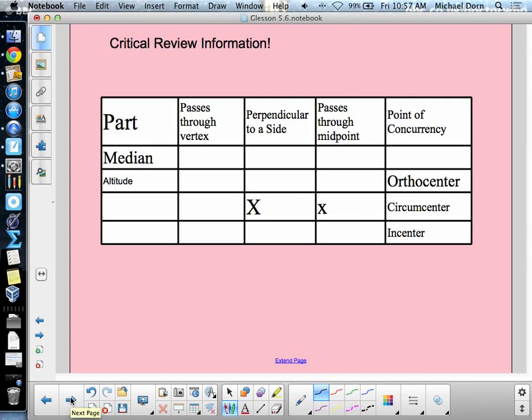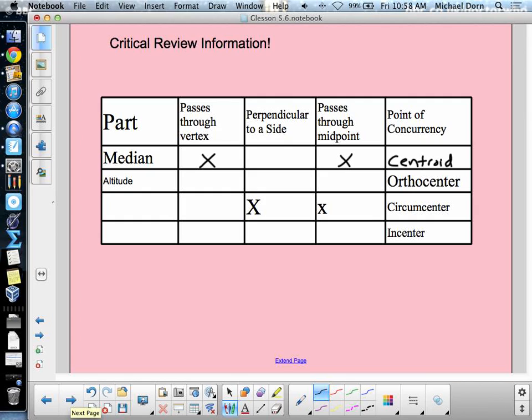Notice I've got a chart here set up. The median. Does the median go through a vertex of the triangle? Yes, it does. Is the median always perpendicular to a side? No. Does it go through the midpoint of a side? Yes. And what do you call the point of concurrency for the medians? Not an android, but a centroid.